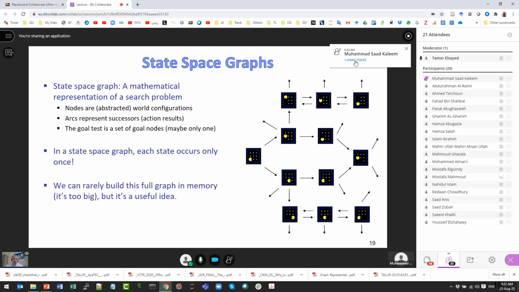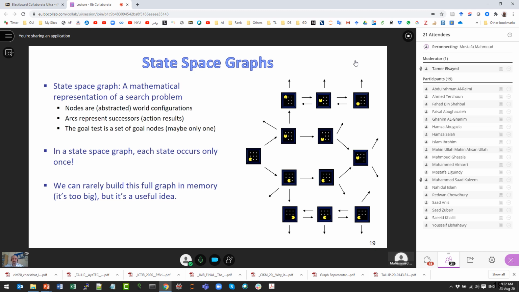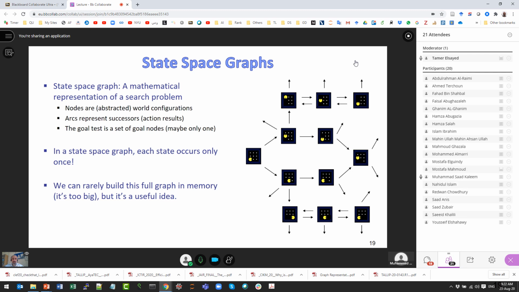Saad, do you have a question? Yeah, so the edges, they could be considered as the cost, right? Yeah, sometimes we put the cost on the edge, yes. So in this case, there could be the number of steps until we eat a dot, for example. No. The cost on the edge is the cost of this edge only, Saad. It's not the cost from the start state.